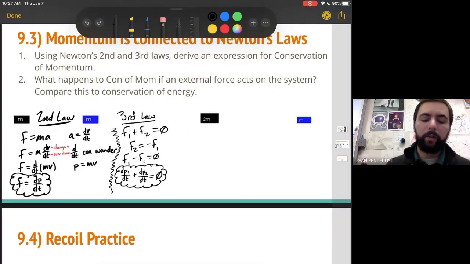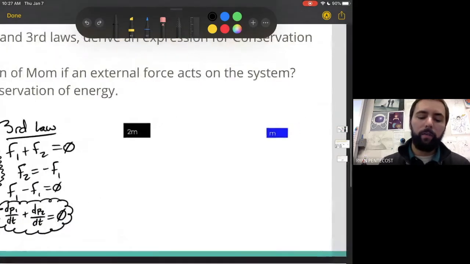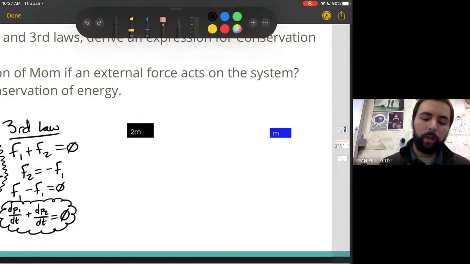Now, number 2 asks what happens to conservation of momentum if an external force acts on the system, and to compare this to conservation of energy. Okay? So when we have an external force, let's say this is our system, right?